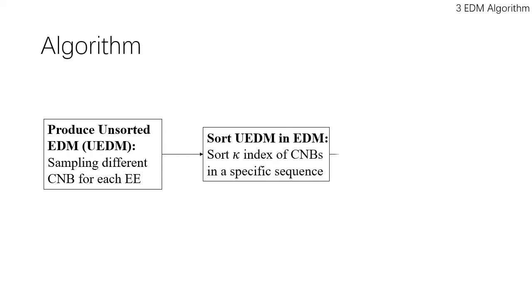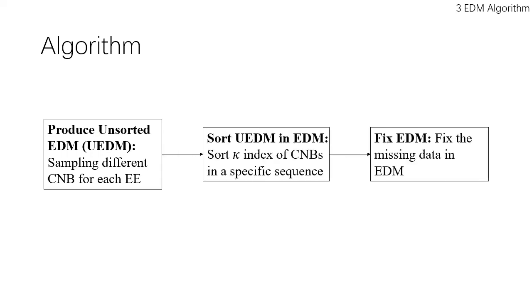The basic idea of our algorithm is quite straightforward. Reproduce the map, sort index kappa, and augment the missing data. Of course, there are many implementation details. They can be seen in the open source toolbox.